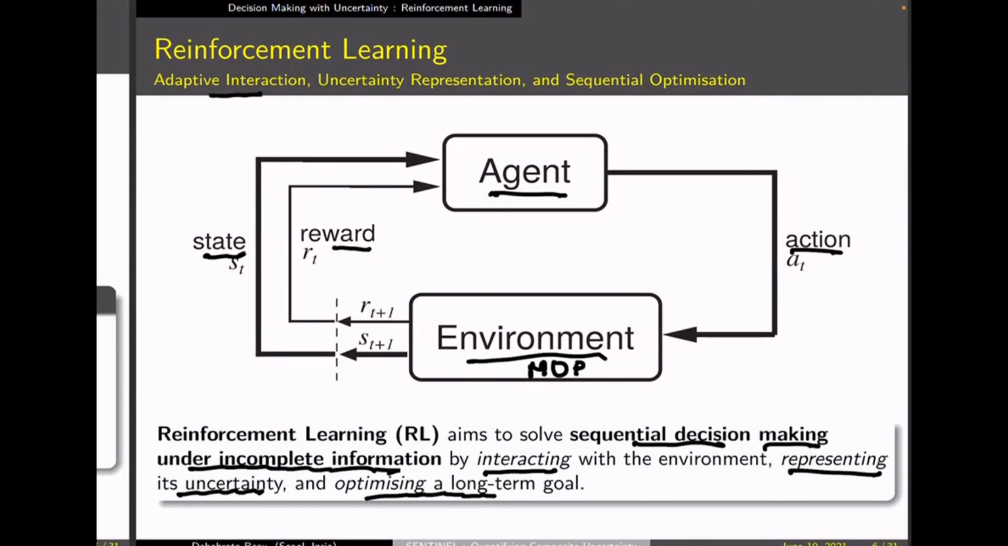One is adaptive interaction with an environment. One is a representation of uncertainty. And once you represent it, you sequentially optimize it. These are the main 3 components of any reinforcement learning algorithm. And today we are going to talk mainly about this point, the representation of uncertainty, that is of our interest, as you have seen from the title of the talk.